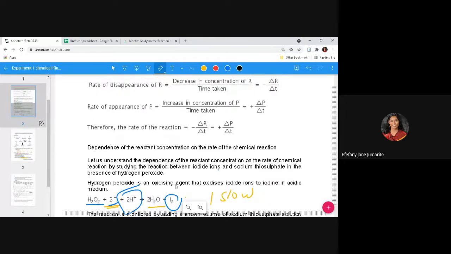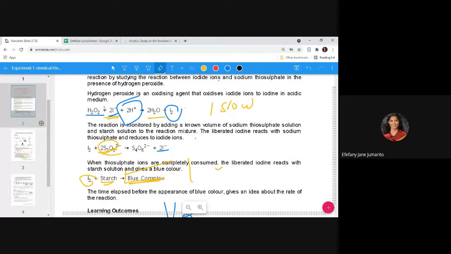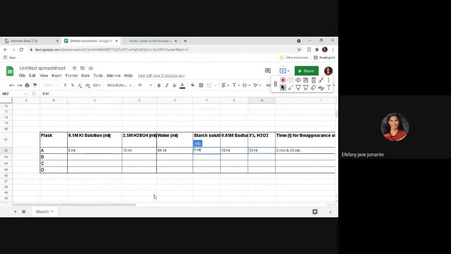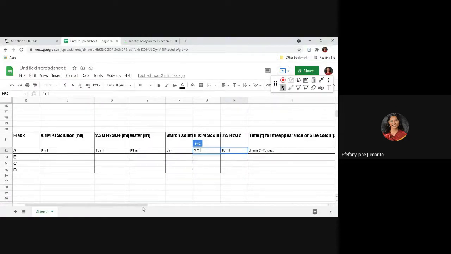We have the slow step and our fast step. For the slow step, we have hydrogen peroxide with our iodide ion, in an acidic medium. So the iodide ion here, where did our iodide ion come from, class? Where did it come from? Look at these chemicals. Potassium iodide is here.